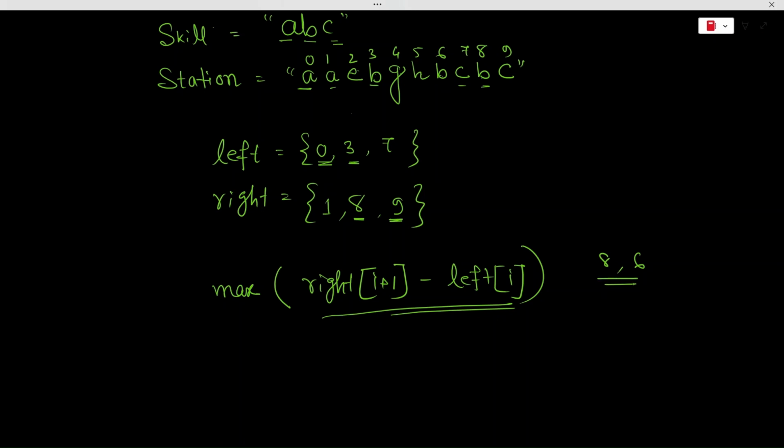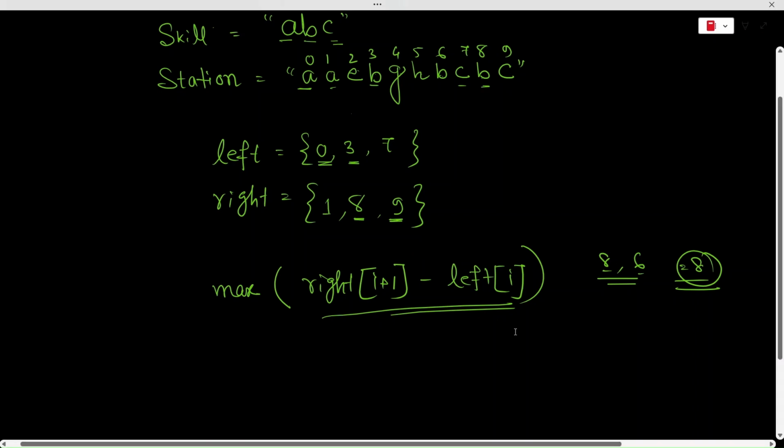And we are left over it. So what will be the maximum of 8 and 6? It is 8. So 8 would be our answer. And for this case, 8 is our answer. So this way we can do it. I hope the approach is clear to you. Now let's code it up.